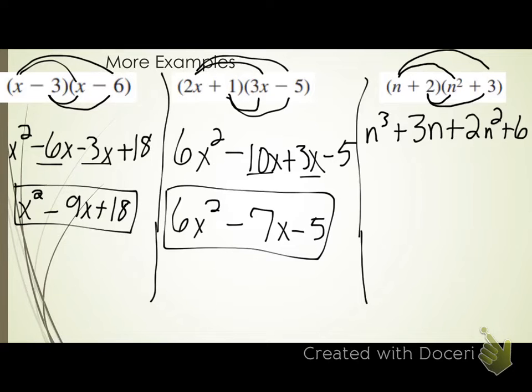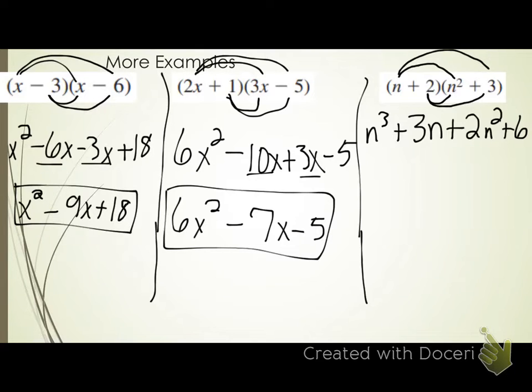Do I have any other N's besides the 3N? No. I can only combine N squareds with N squareds. Do I have any other N squareds besides 2N squared? No. I can only combine constants with constants. Do I have any other constants besides 6? No. So do I have any like terms to combine here? No. Okay, so no like terms to combine.